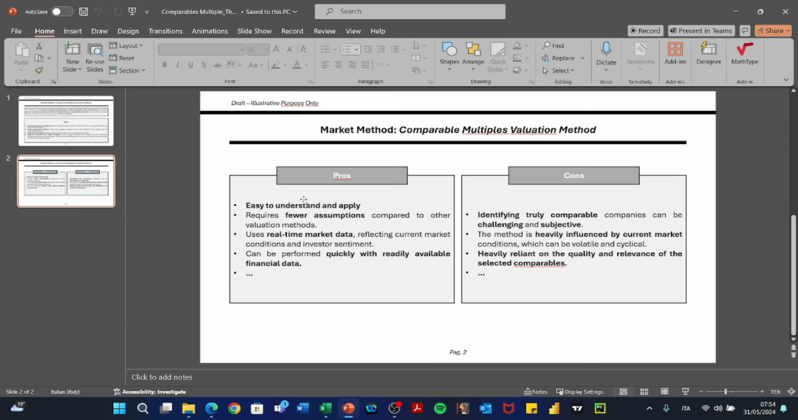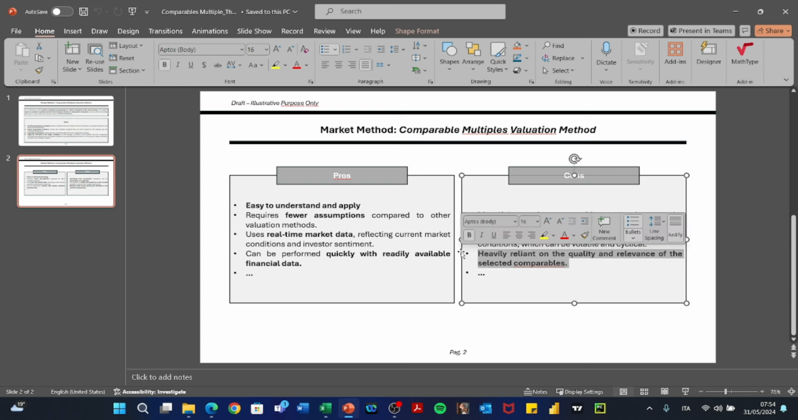There are obviously some pros and cons about the method. The pros: it is an easy methodology, requires few assumptions, and uses real-time data. About the cons, sometimes finding perfectly matching comparables is not always easy, especially for private companies that operate in niches. The method is also influenced by market conditions, and it fully relies on the comparables that you pick.